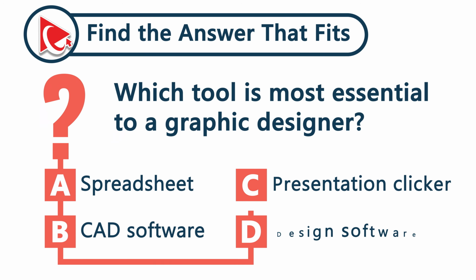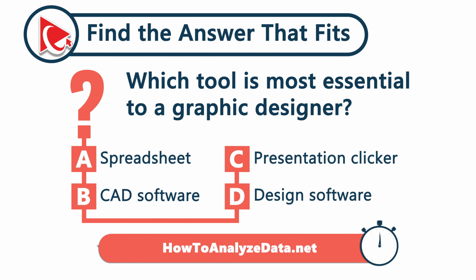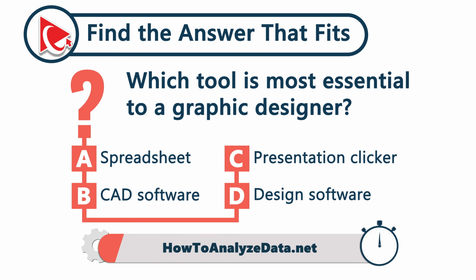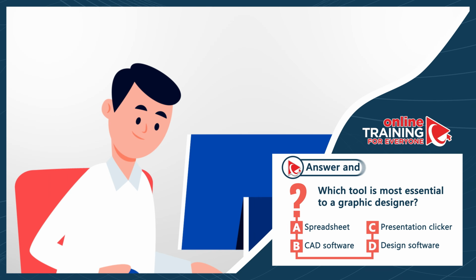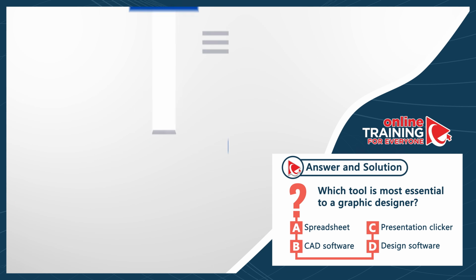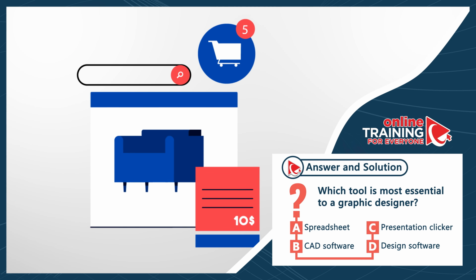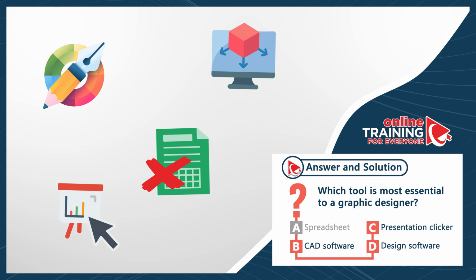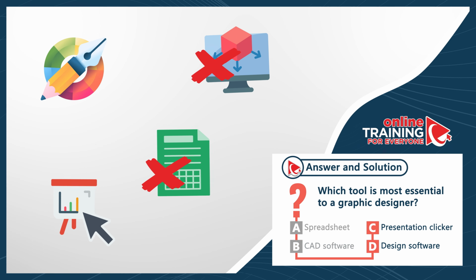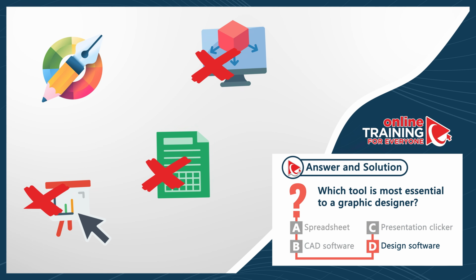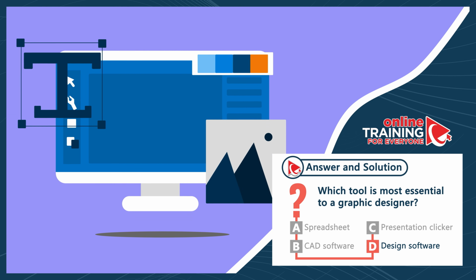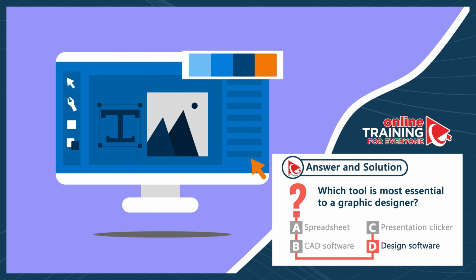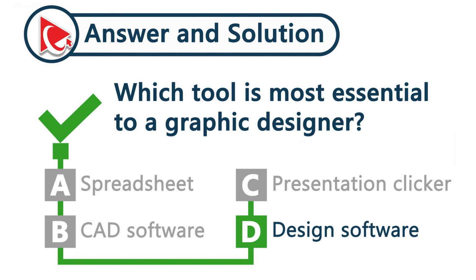Which tool is the most essential to a graphic designer? Let's walk through it. A graphic designer crafts visual content: logos, ads, packaging, digital art. So what is their go-to tool? Spreadsheets help organize the data. CAD software, great for engineers but not design. Presentation clicker, only for presenting, not creating. But design software like Adobe Illustrator or Photoshop is where the magic happens. It is the core of their creative process. So the correct answer here is choice D.